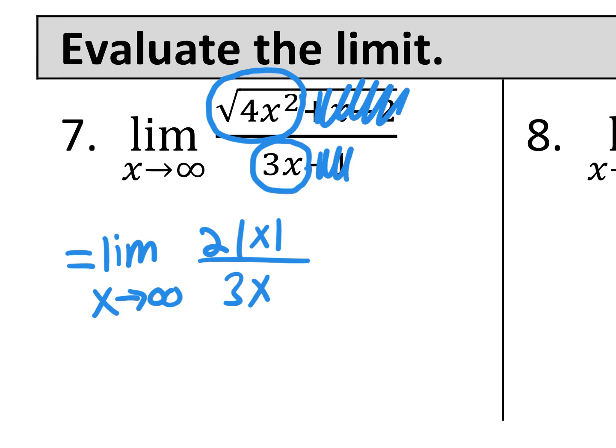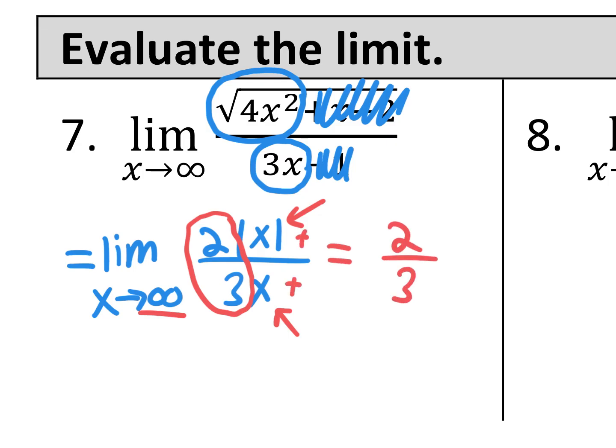Even though x is in an absolute value, you can still compare how they grow, right? How does this x compare to this x? Are they growing the same? Yeah, right? They're growing the same, so what do we look at? The coefficients. And since it's approaching positive infinity, we have a positive over a positive, which is just positive, so this limit is 2/3.